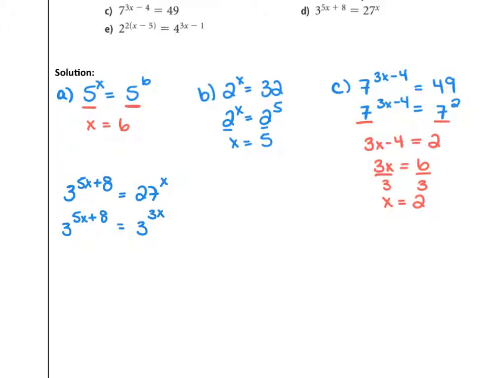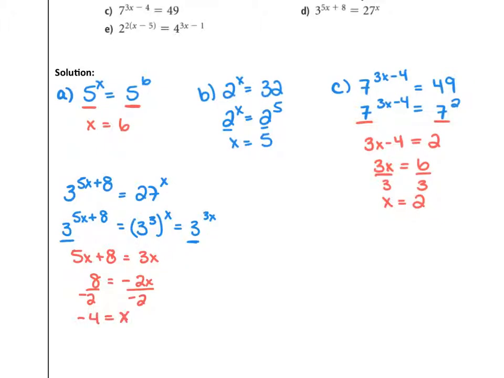Let me just show you what happens here with the rule. It becomes 3 to the 3 to the x, and then our power rule says that that's 3 to the 3x. So now we've got the base the same, so I'm going to drop it. I get 5x plus 8 equals 3x. I'm going to move the 5x over, so it's going to become minus 2x. I'll divide them both by minus 2, and I get minus 4 equals x in this case.